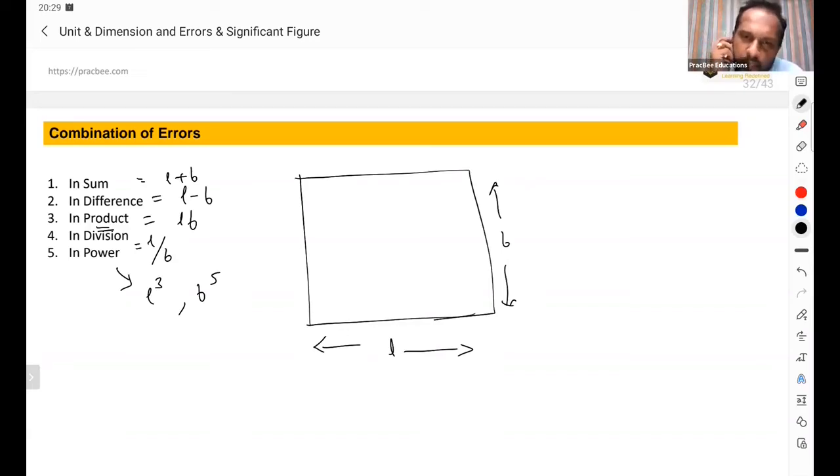So how to find out the error? You have found out the error in length, you have found out the error in width. But now you are multiplying them, adding them, dividing them, taking power of them. How will the error change? This is what we are going to study now. Okay, Fardin?